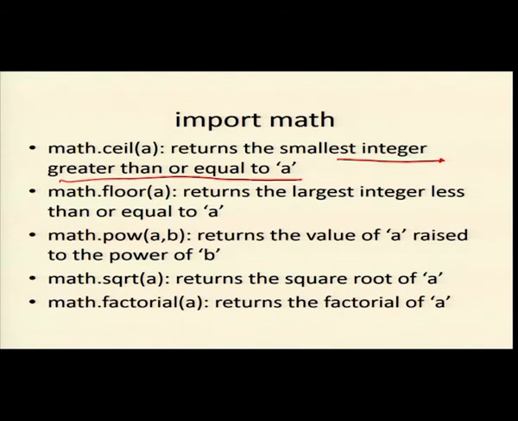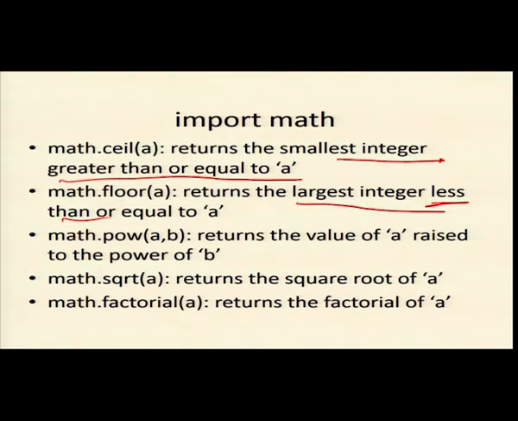Whereas, if I give math dot floor of a, it will return the largest integer less than or equal to a. In the previous case it was giving greater than or equal to a, whereas over here it will be giving less than or equal to a.